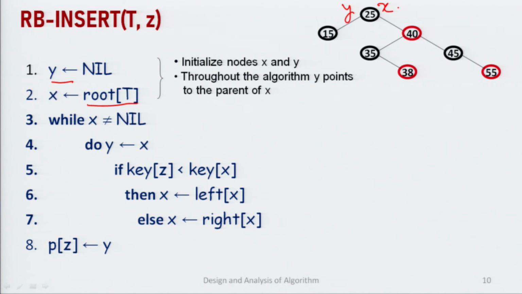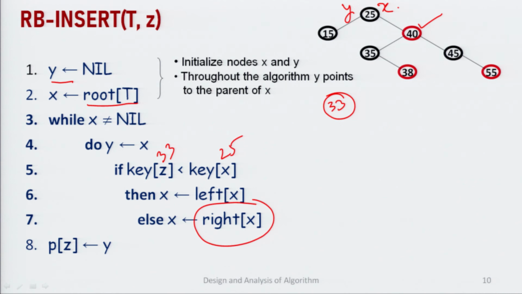Now, if key of z is less than key of x, suppose we want to insert a 33 node. So, now this key of z is 33, and it is compared with x, the value of x is 25. So, is 33 less than 25? No. Then what will happen? We will move to the right side. So, we move here, here also.